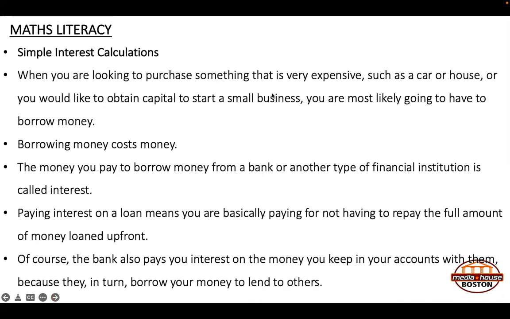So when you are looking to purchase something that is very expensive, such as a car or a house, or you would like to obtain capital to start a small business, you are likely going to have to borrow money. Borrowing money costs money.